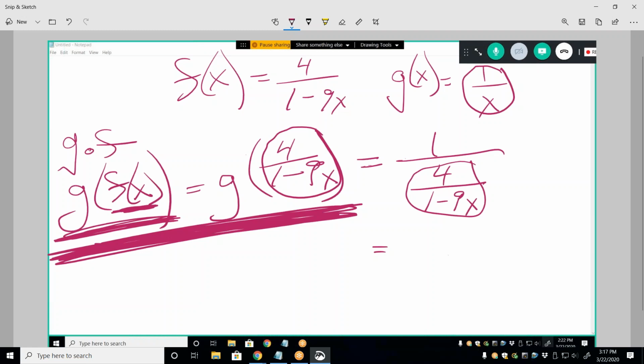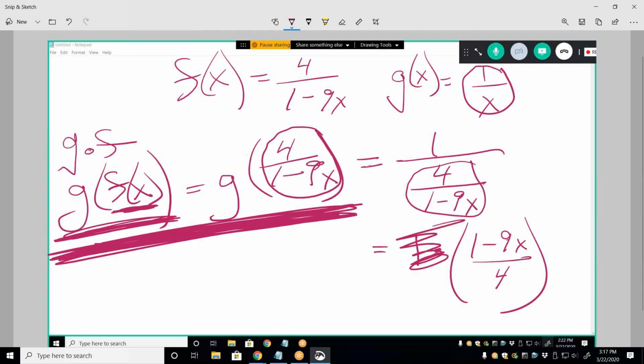So it's 1 over 4. Copy dot flip means this: I'm going to take the numerator and multiply it by the reciprocal of the denominator, which is 1 minus 9x over 4, correct? Yes. That's what you do when you copy dot flip it. Well, we don't need the 1, so that's our answer.